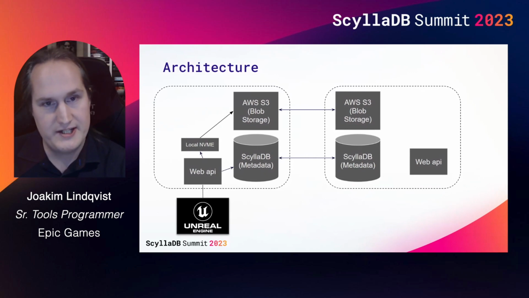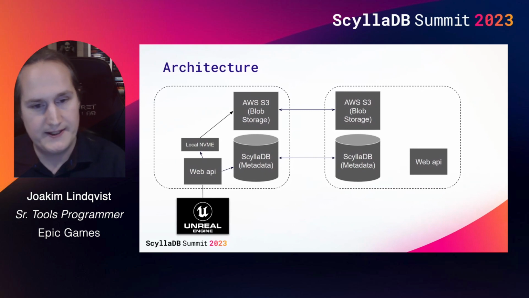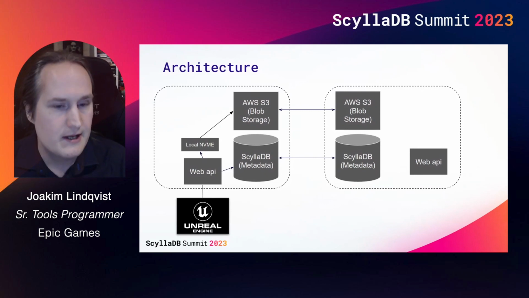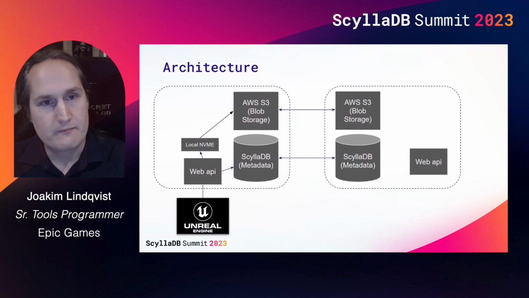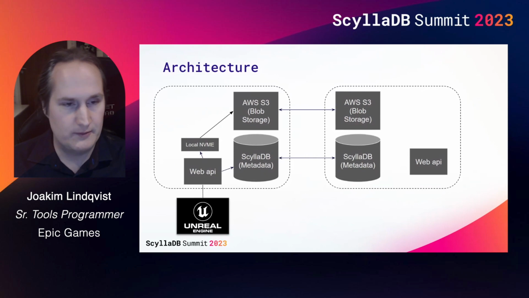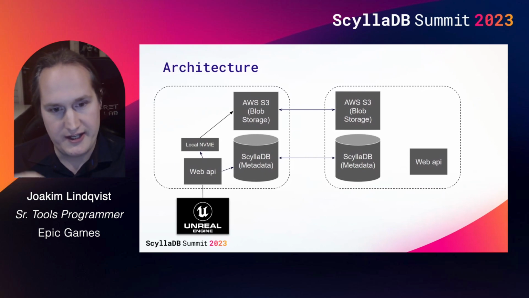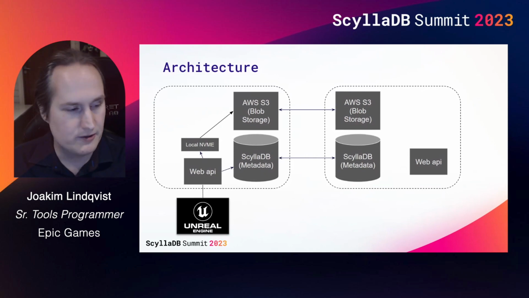That's supposed to be another region. So you can see the lines between Scylla there. So Scylla will replicate data between each other, just as it always does. And we just let it do its work there, really. And then Scylla will give us back, yeah, this is the cache key that you wanted. Here's the blob that you stored.